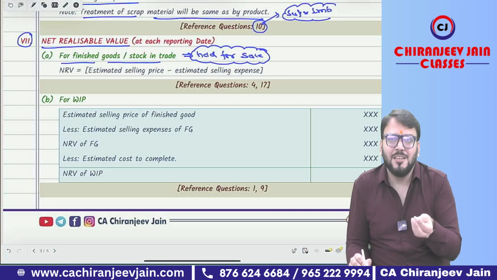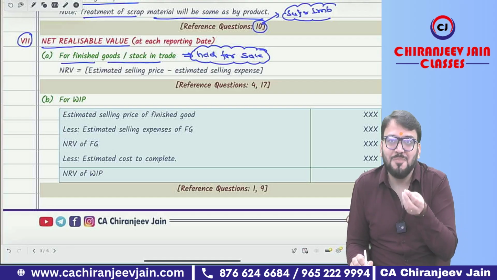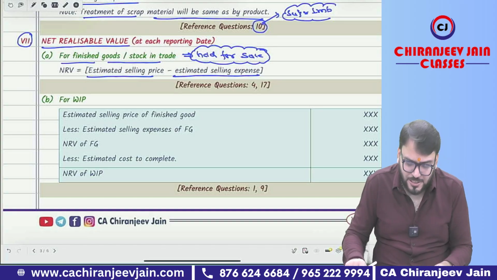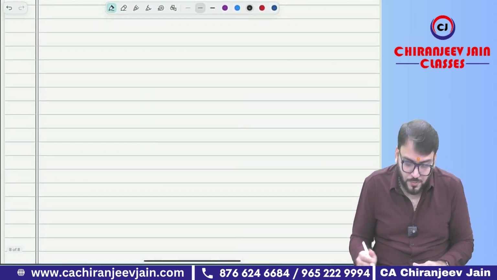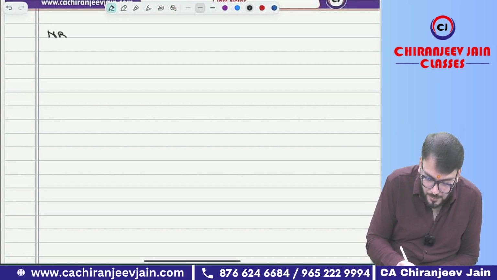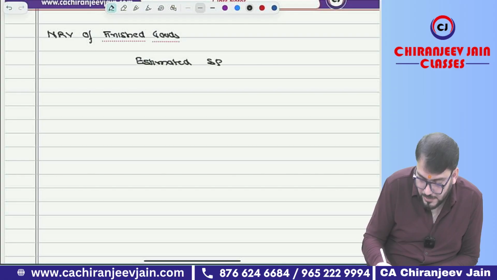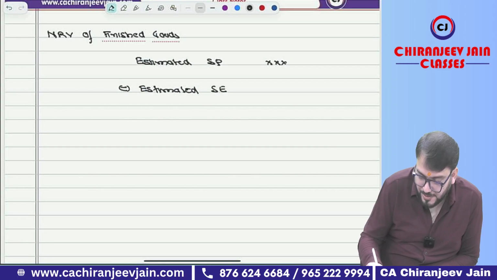Correct. So simple. NRV is what? Expected sale price minus expected selling expense. So estimated sale price minus estimated selling expense. I think you have understood. When I am saying NRV of finished goods, that becomes estimated sale price minus estimated selling expense, and that becomes NRV.